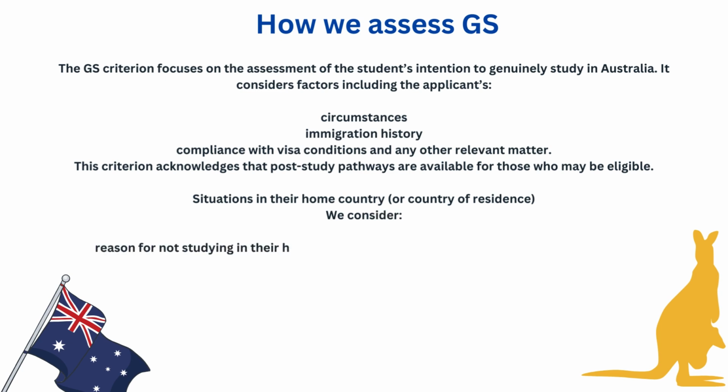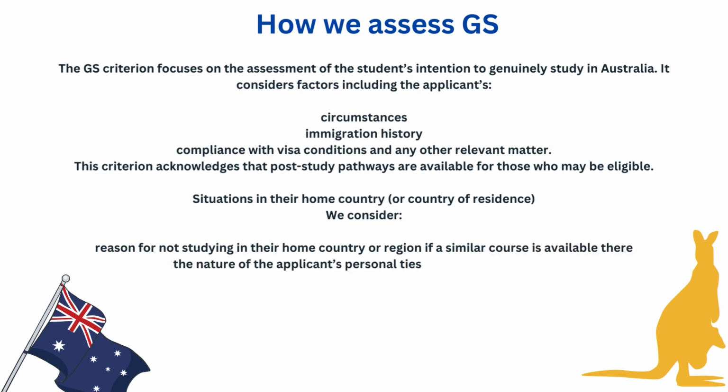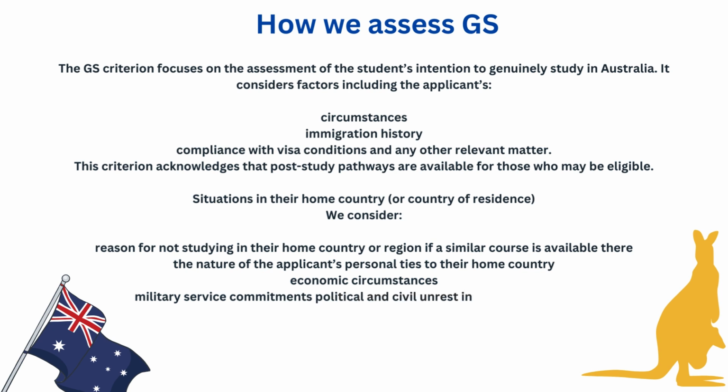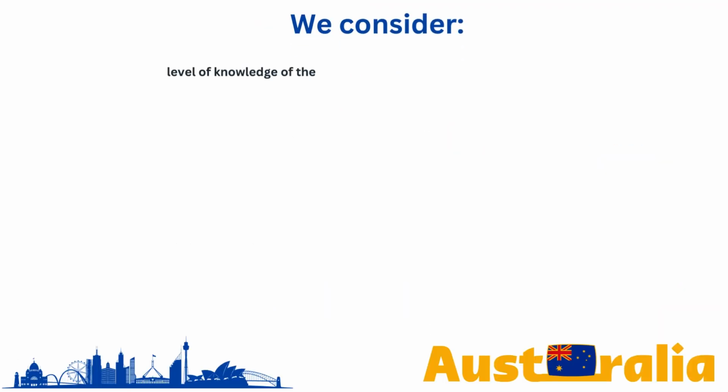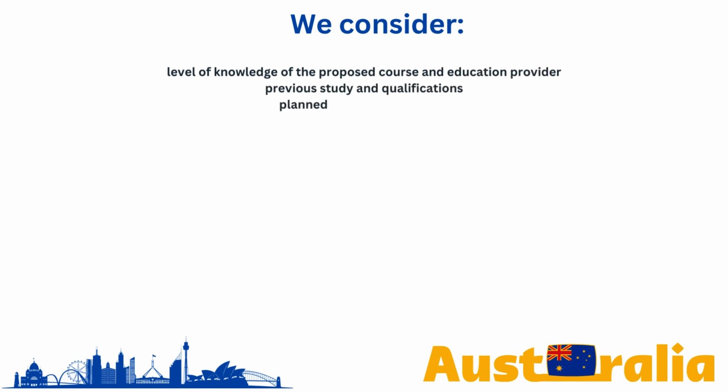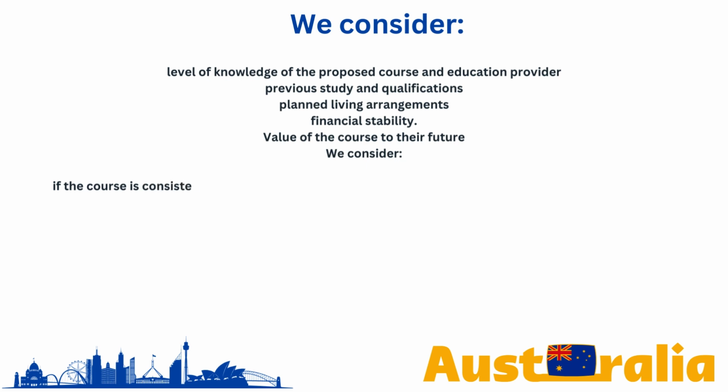We consider reason for not studying in their home country or region if a similar course is available there, the nature of the applicant's personal ties to their home country, economic circumstances, military service commitments, political and civil unrest in their home country, potential situation in Australia, level of knowledge of the proposed course and education provider, previous study and qualifications, planned living arrangements, financial stability, value of the course to their future.